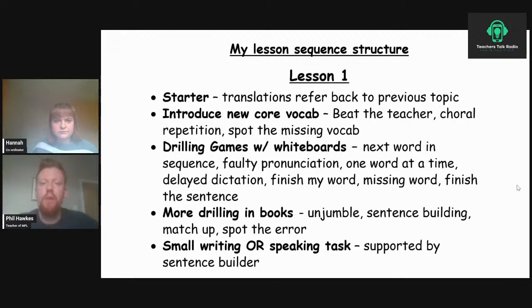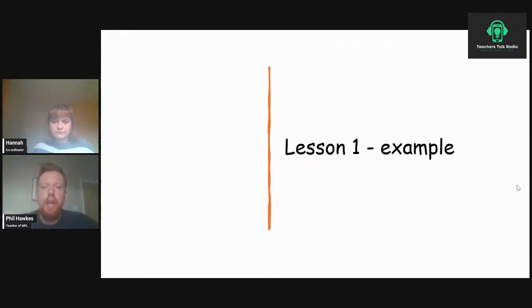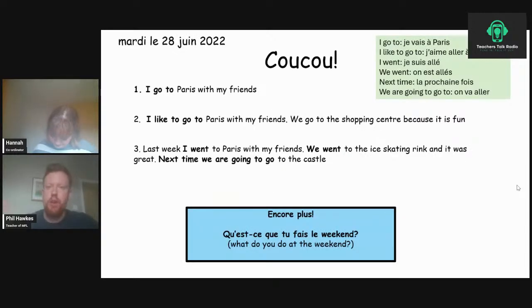I'm going to show you a quick example of how I've used this sequence structure in real life. So this is lesson 1 of the sequence. I try and break my sequence structures into three lessons at a time. Lesson 1. This is holidays. This is year 8s. I'm referring back to using the present tense that we did in the previous topic. So this is the starter activity, just to get them settled. This is probably a little bit more complicated than I would normally do, but I think the lesson before this we did a little bit of past tense as well.